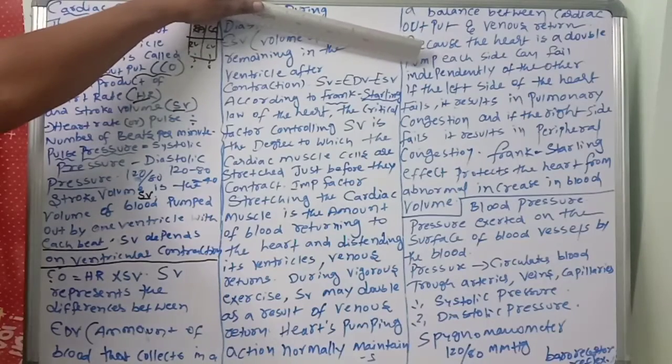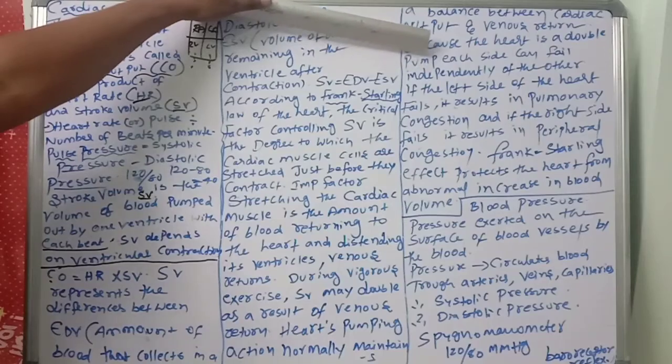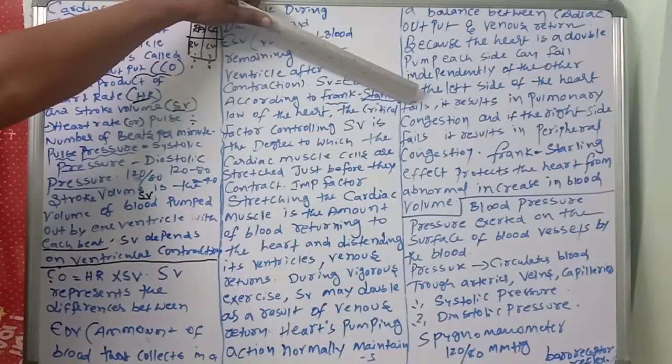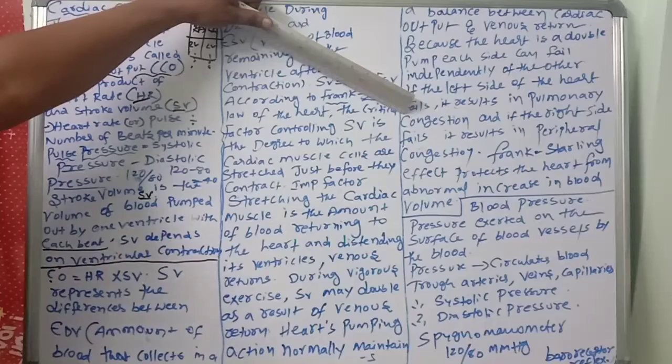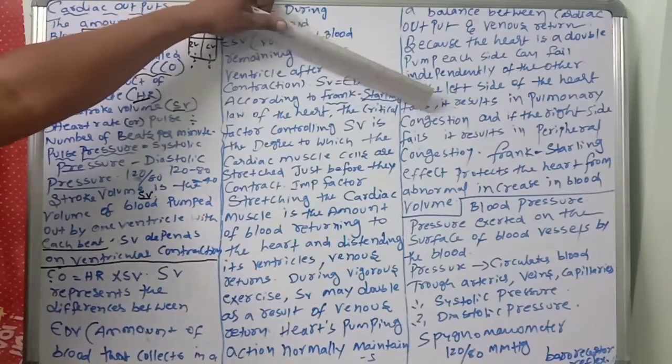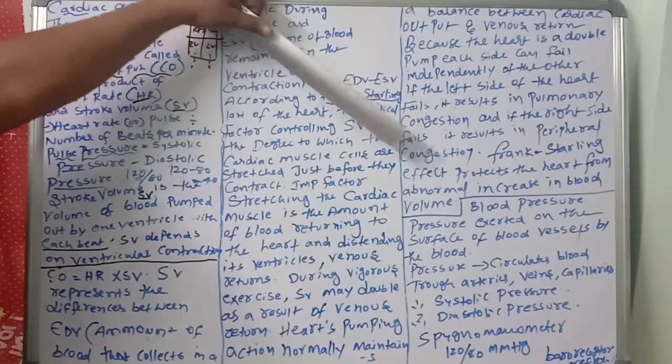If the left side of the heart fails, it results in pulmonary congestion. So if the left side fails, pulmonary congestion will be there. And if the right side fails, it results in peripheral congestion. Pulmonary congestion, peripheral congestion.